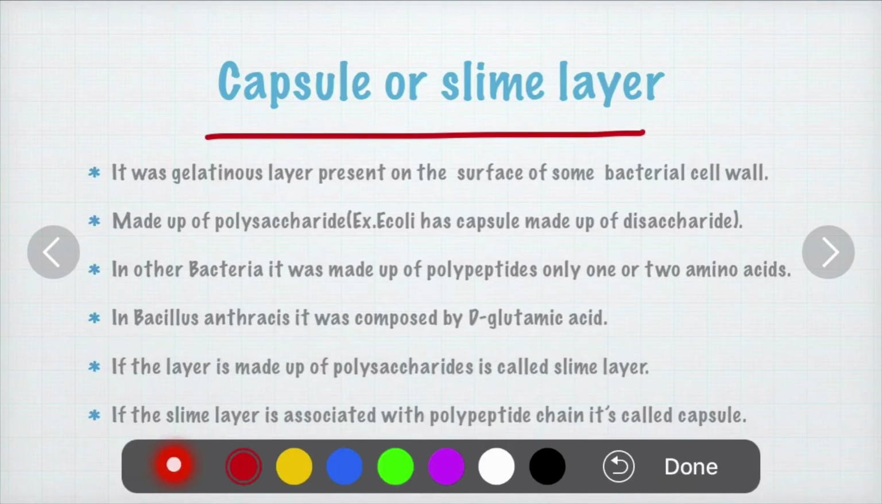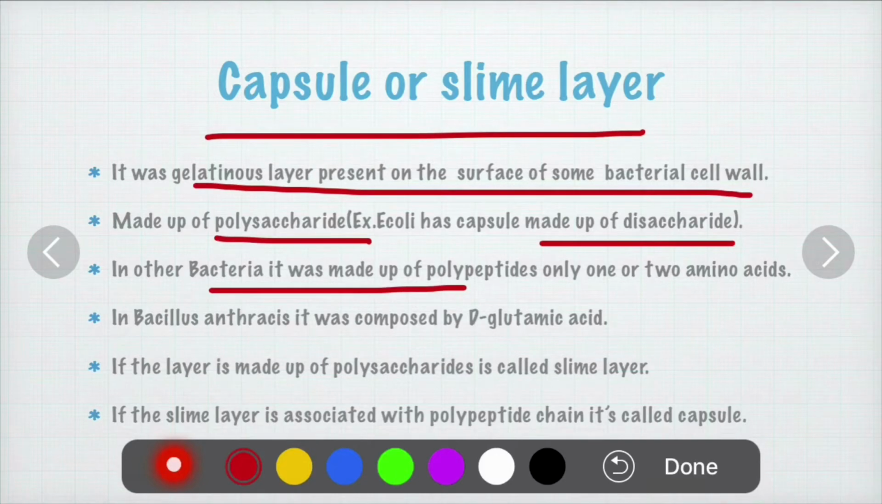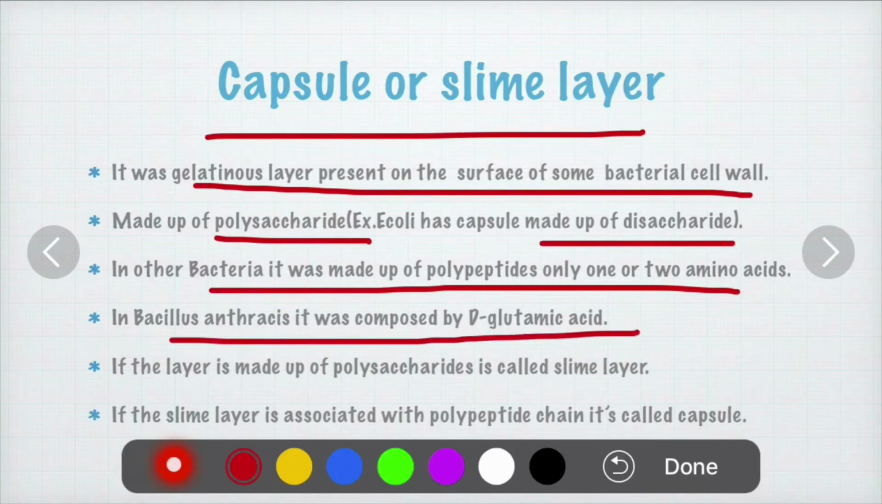A capsule is a layer present over the cell wall. It is a gelatinous layer present on the surface of the bacterial cell wall. This capsule is made up of a polysaccharide, but in the case of E. coli, the capsule is made up of a disaccharide, and in other bacteria, it is made up of polypeptides, only 1 or 2 amino acids. In Bacillus anthracis, it is composed of D-glutamic acid.